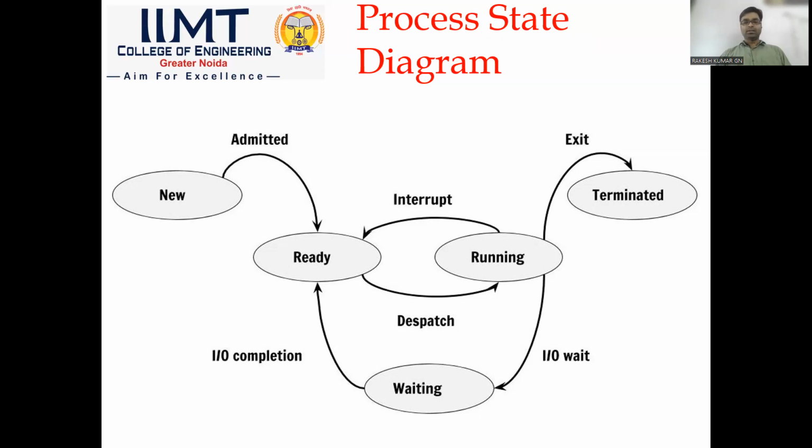So in this process state diagram, when we create a new process, or when we want a newly coming process, it is basically a new process. After that it comes to the ready state. The newly created process comes to the new state, and after the new state, it moves to the remaining states.